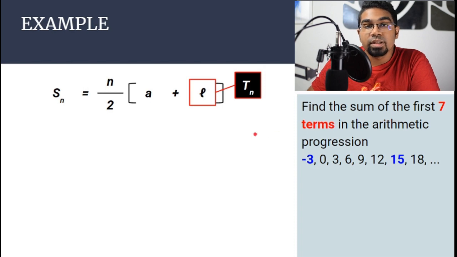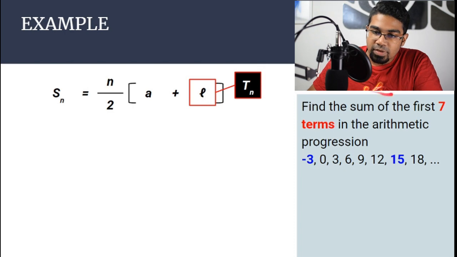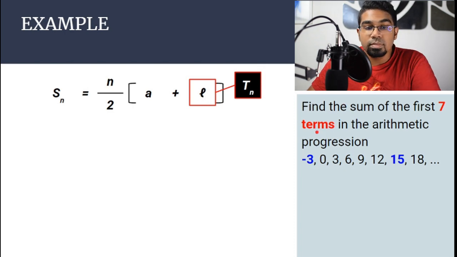This is a different formula that can be used to calculate the sum of the first n terms. Sn is equal to n over 2 bracket a plus l. l here represents the last term, but do not get confused by the term last, because it is not necessarily the last term in the progression. It is the last term in the sum of terms that we are looking for. So let's say we are looking for the sum of the first 7 terms. The last term here will be the 7th term, although it may not be the last term in the progression itself.